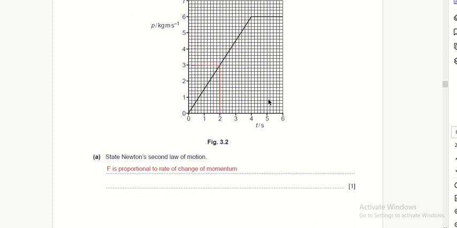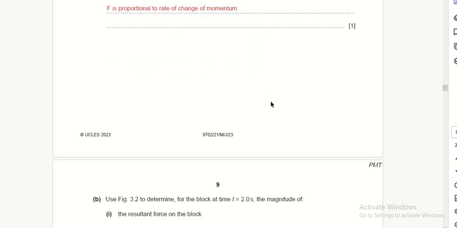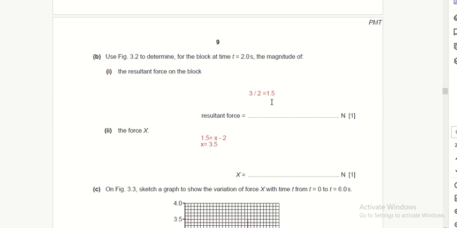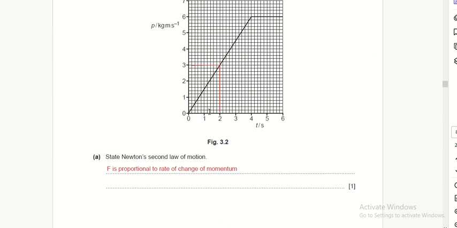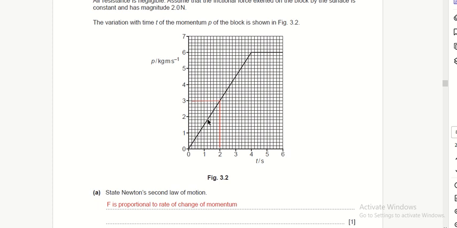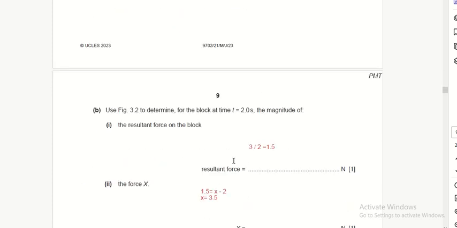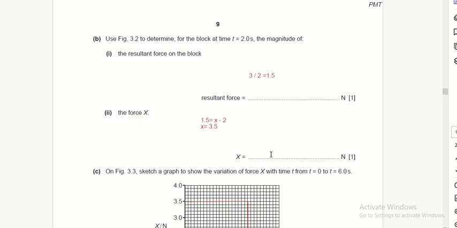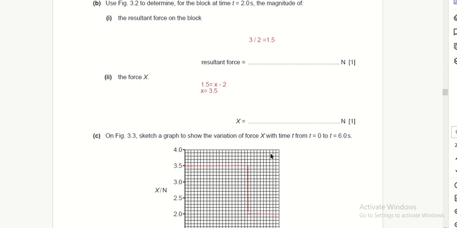Newton's second law: force is proportional to the rate of change of momentum. At t equals 2 seconds, the magnitude of the force will be the slope, and we can get the slope here. The first point is 0 and 0, and the second point is 3 and 2, or perhaps 6 and 4, whatever. It will be 1.5 after all, 1.5 Newton.